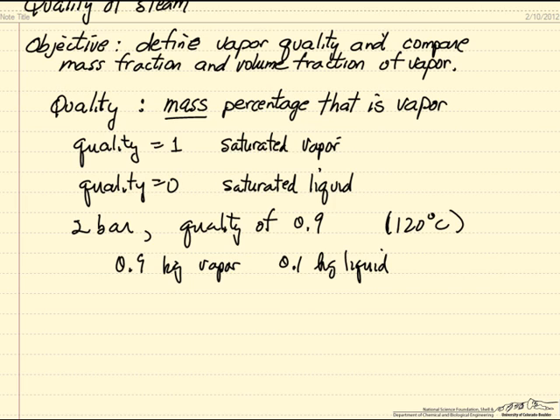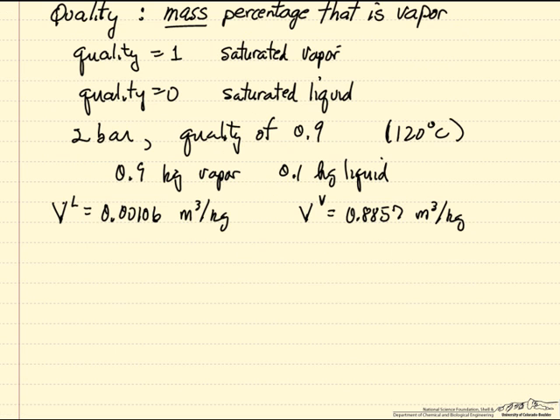And so what we're going to do is look up from the steam tables the specific volumes of the liquid and the vapor at 2 bar and 120 degrees. So these are specific volumes for liquid, capital L, vapor, capital V, and these are just from steam tables. So then we can say if we had a kilogram that had a quality of 0.9, then how much liquid and how much vapor volume do we have?